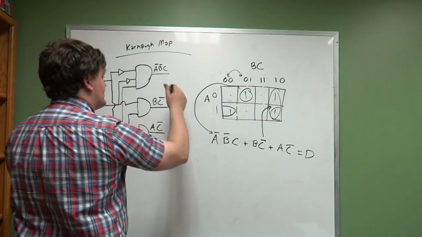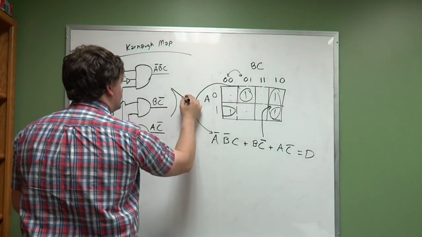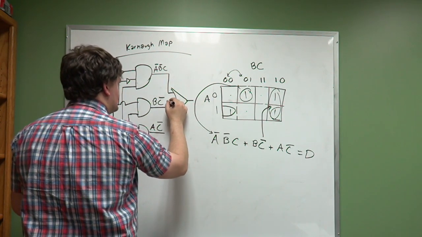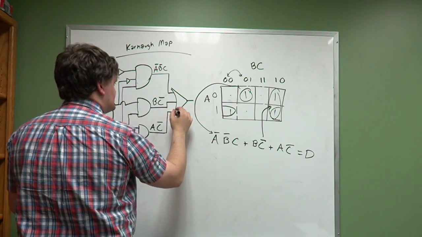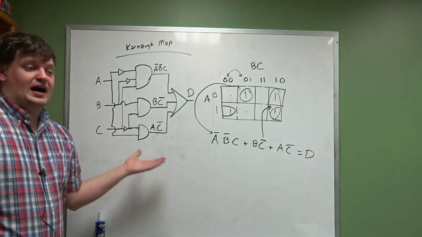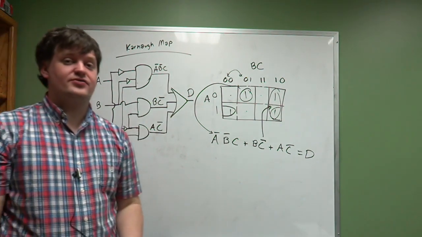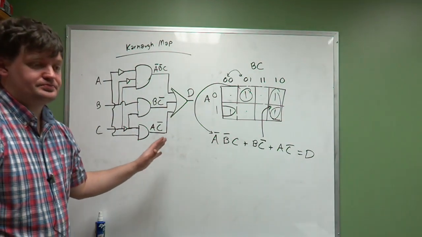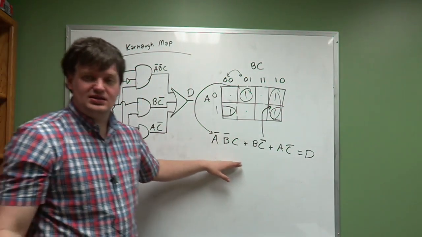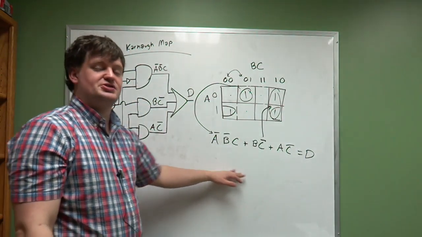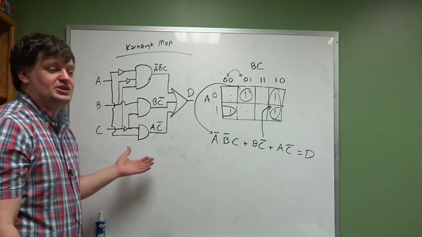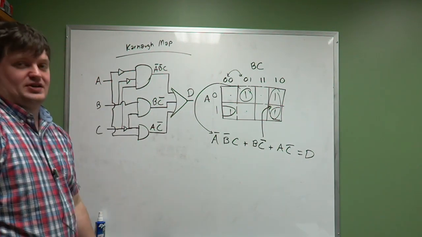Now to add them together, we include an OR gate. This goes in here, this goes in here, this goes in here. And the output is D. This is our logic circuit that we derived from a truth table. Okay? So that's the benefit of using a Karnaugh map: it allows us to come up with this Boolean algebra statement. Once we've come up with a Boolean algebra statement, we can create a logic circuit out of it.